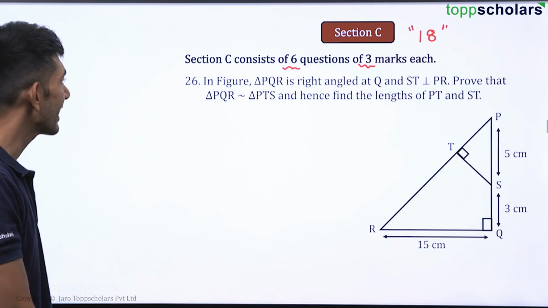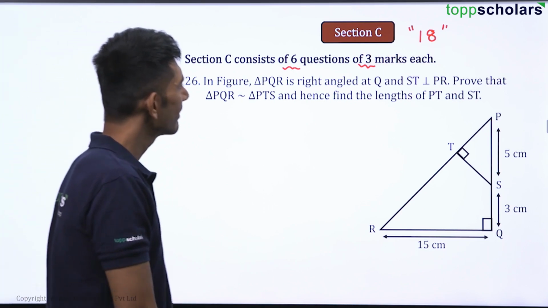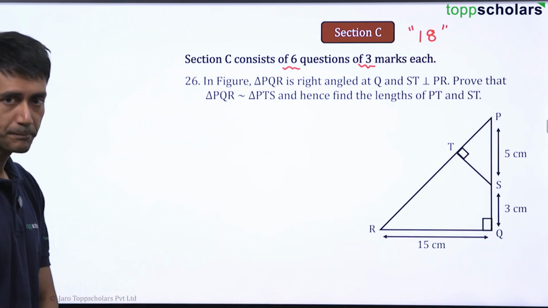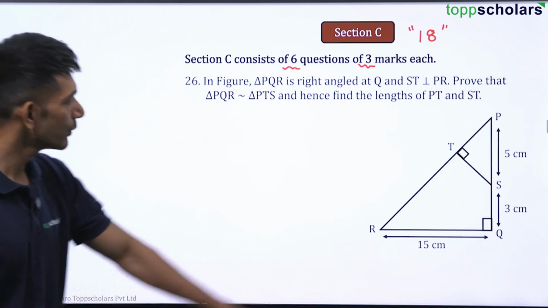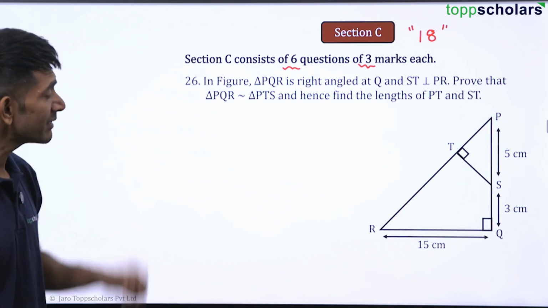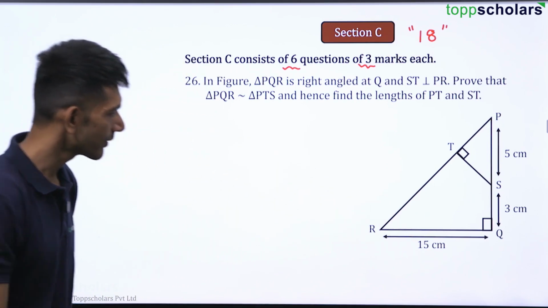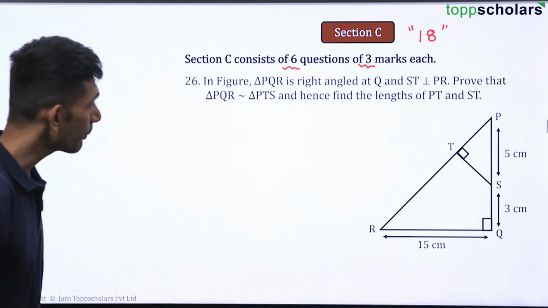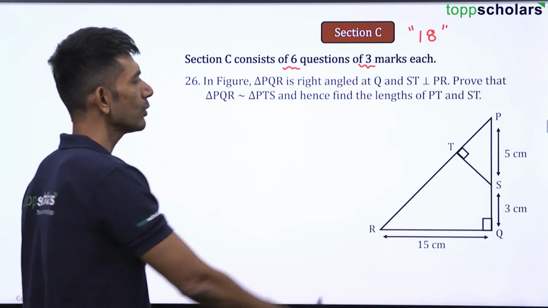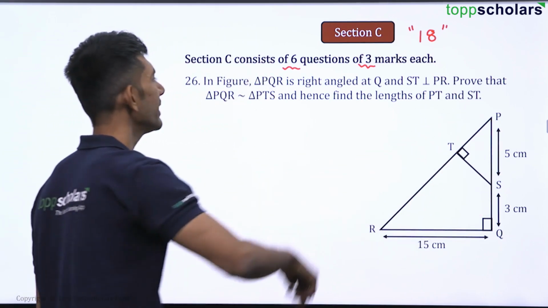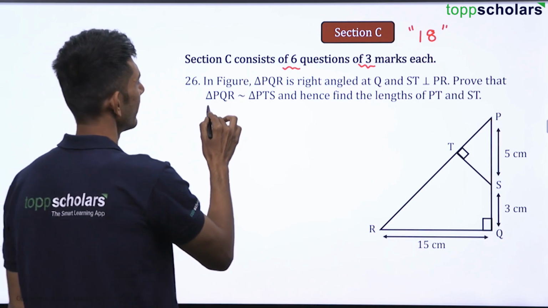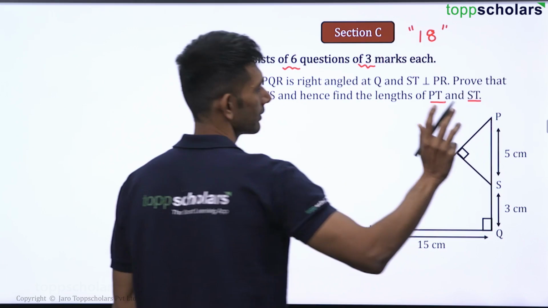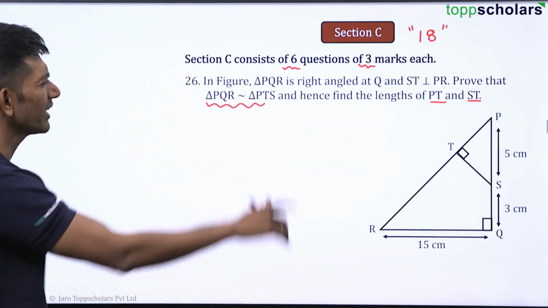Interesting, this is based on similarity. So in the figure, triangle PQR is right angled at Q. So triangle PQR is there. It is right angled at Q, it is already given. Then it is given that ST is perpendicular to PR. We are supposed to prove that the entire PQR and PTS are similar. So this is for 1 mark, this is for 1 mark, this is for 1 mark. So total 3 things we are supposed to find out. Then find out PT and ST.